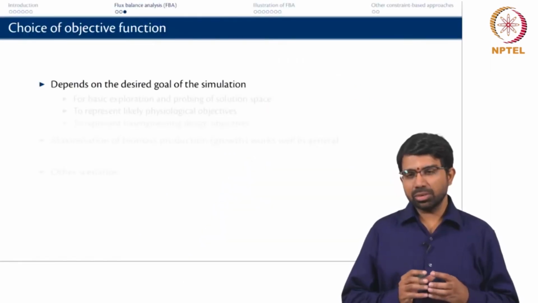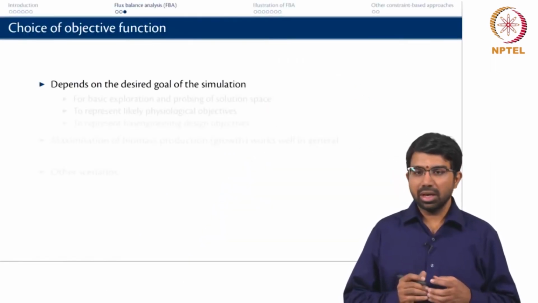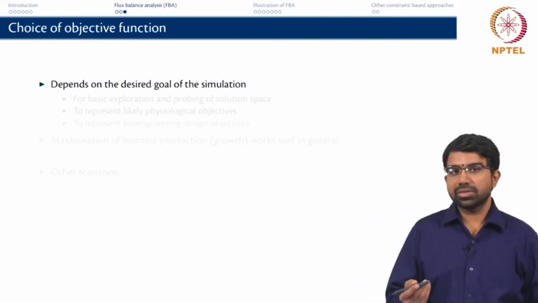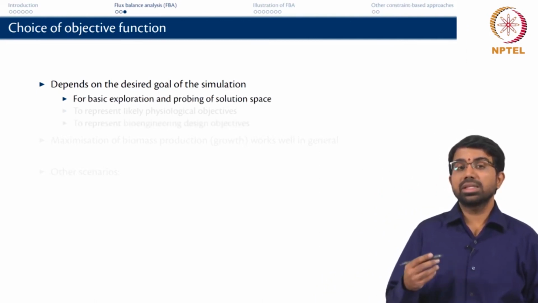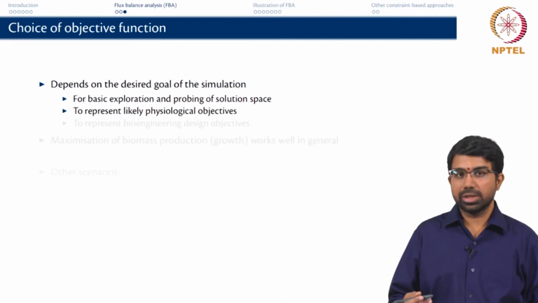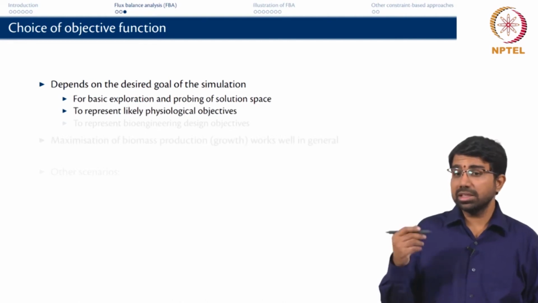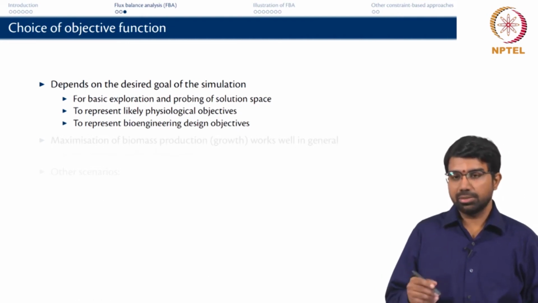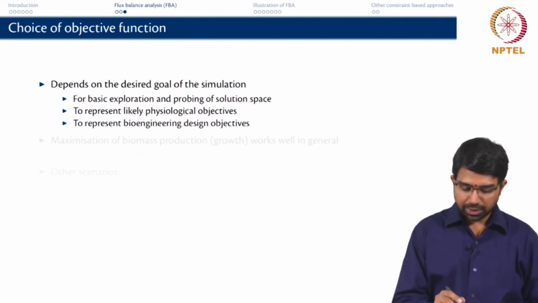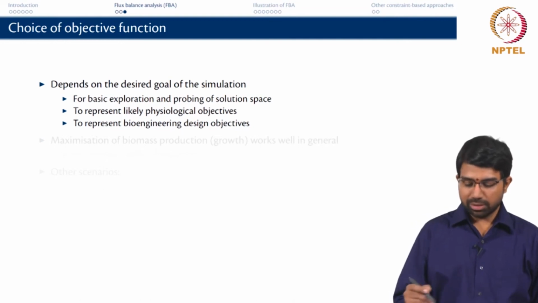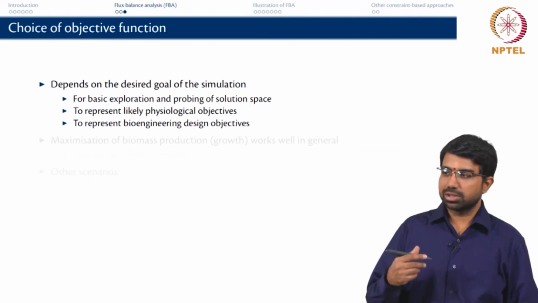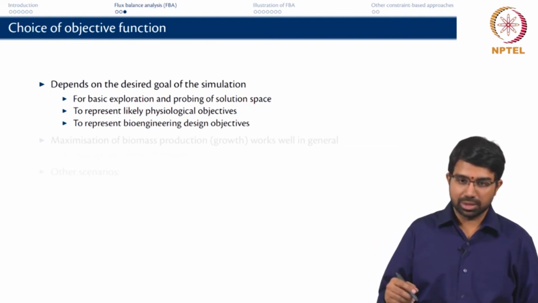And this is where I want you to have a more fundamental understanding of FBA, and let us see what that is. One obvious way to pick the objective function is based on the desired goal of the simulation, maybe for basic exploration and probing of the solution space, or to represent likely physiological objectives, or to represent bioengineering design objectives. Let us just look at the last two. You can imagine what exploring the solution space is, right. You just try different objective functions to see what kind of configurations are admissible in the cell.